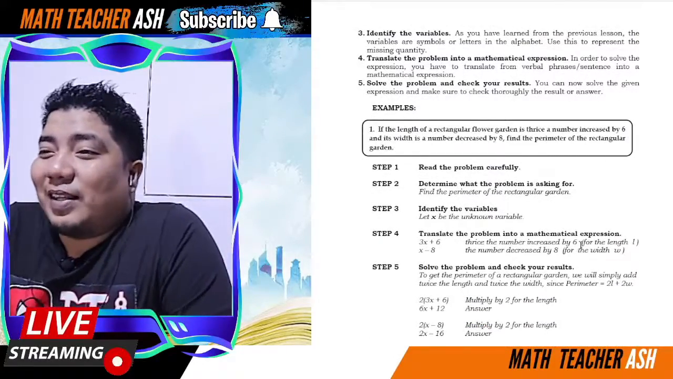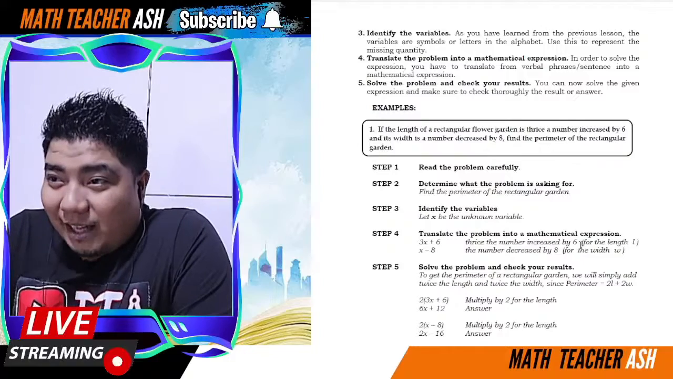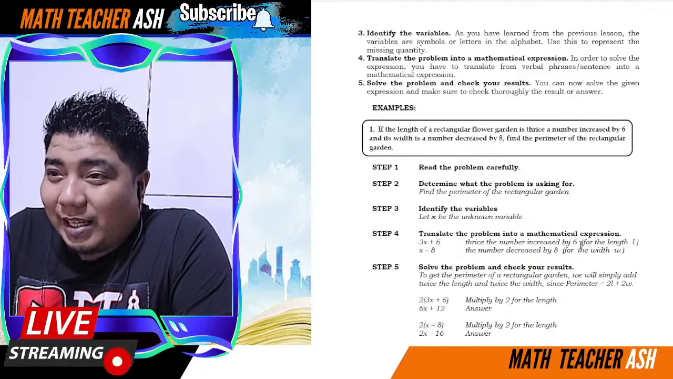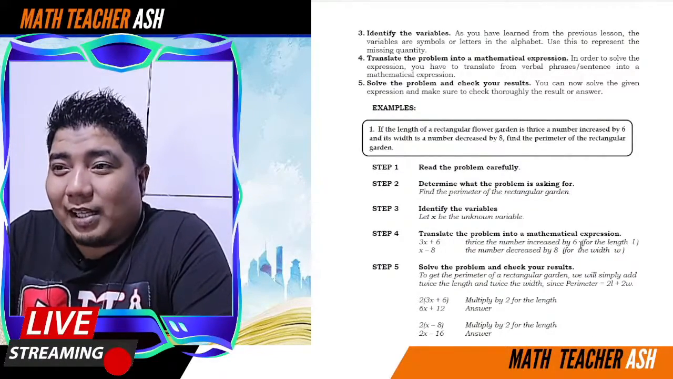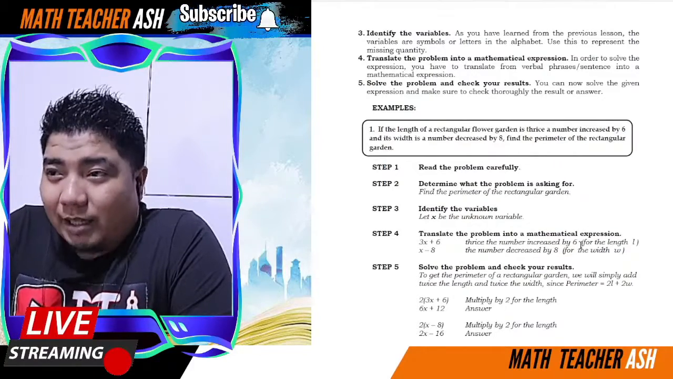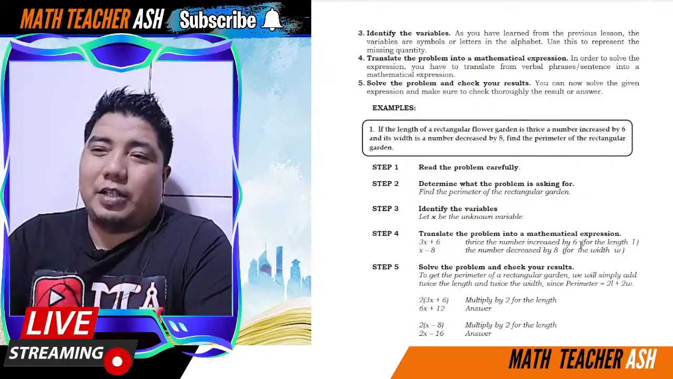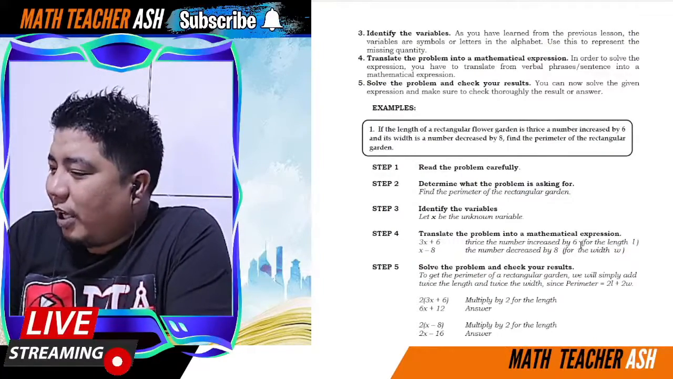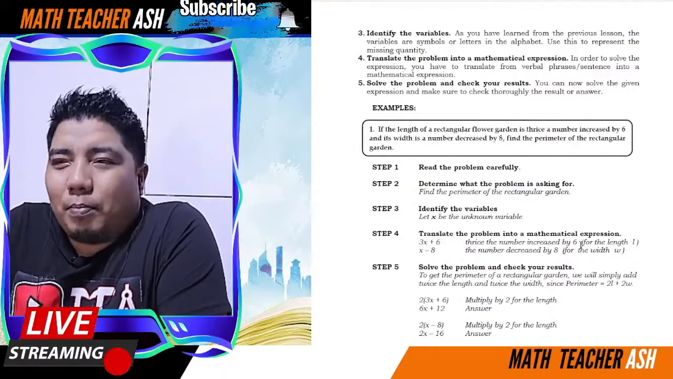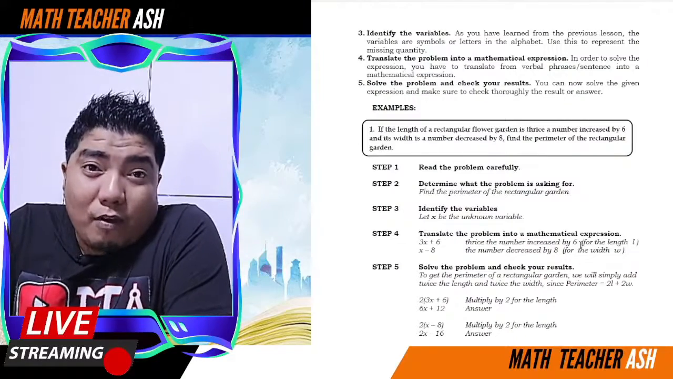If the length of a rectangular flower garden is thrice a number increased by 6 and its width is a number decreased by 8, find the perimeter of the rectangular garden. Okay, now the question is, ano ba ang hinihingi ng problema? So, ang hinihingi dito is find the perimeter.